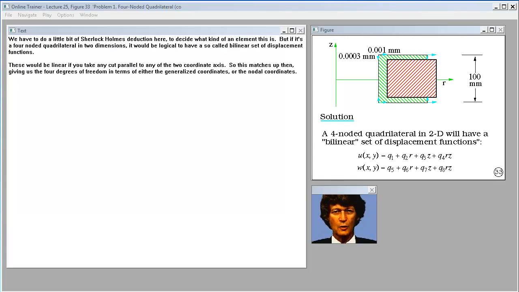We have to do a little bit of Sherlock Holmes deduction here to decide what kind of an element this is. But if it's a four-noded quadrilateral in two dimensions, it would be logical to have a so-called bilinear set of displacement functions. These would be linear if you take any cut parallel to any of the two coordinate axes. So this matches up then, giving us the 4 degrees of freedom in terms of either the generalized coordinates or the nodal coordinates.